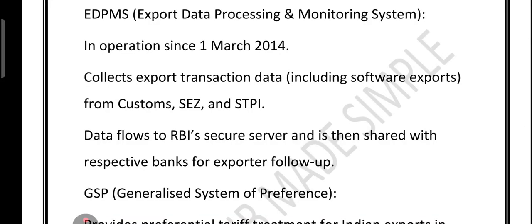That is the RBI Export Tracking Dashboard. Since 1 March 2014, it has been collecting export data from customs, SEZ, STPI, and all the data goes to the RBI secure server, and then your bank gets it to make sure exporters get their payment on time.